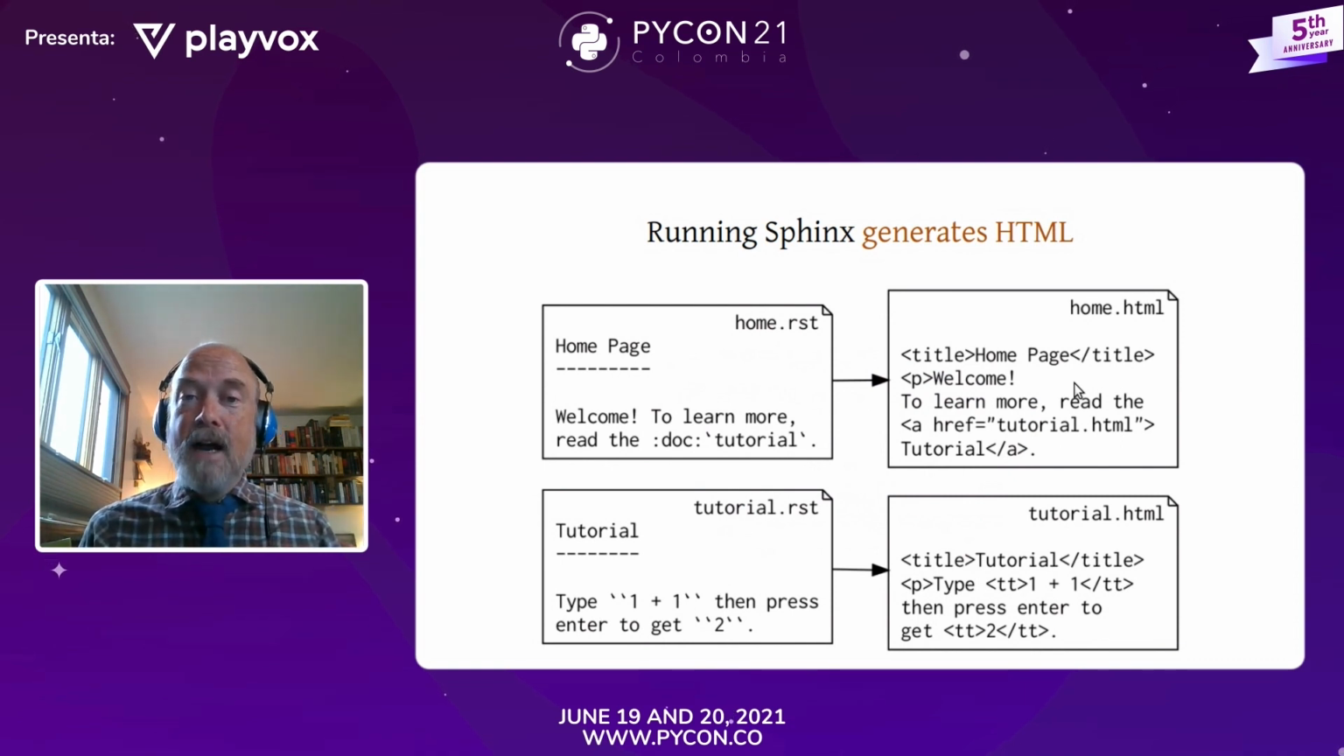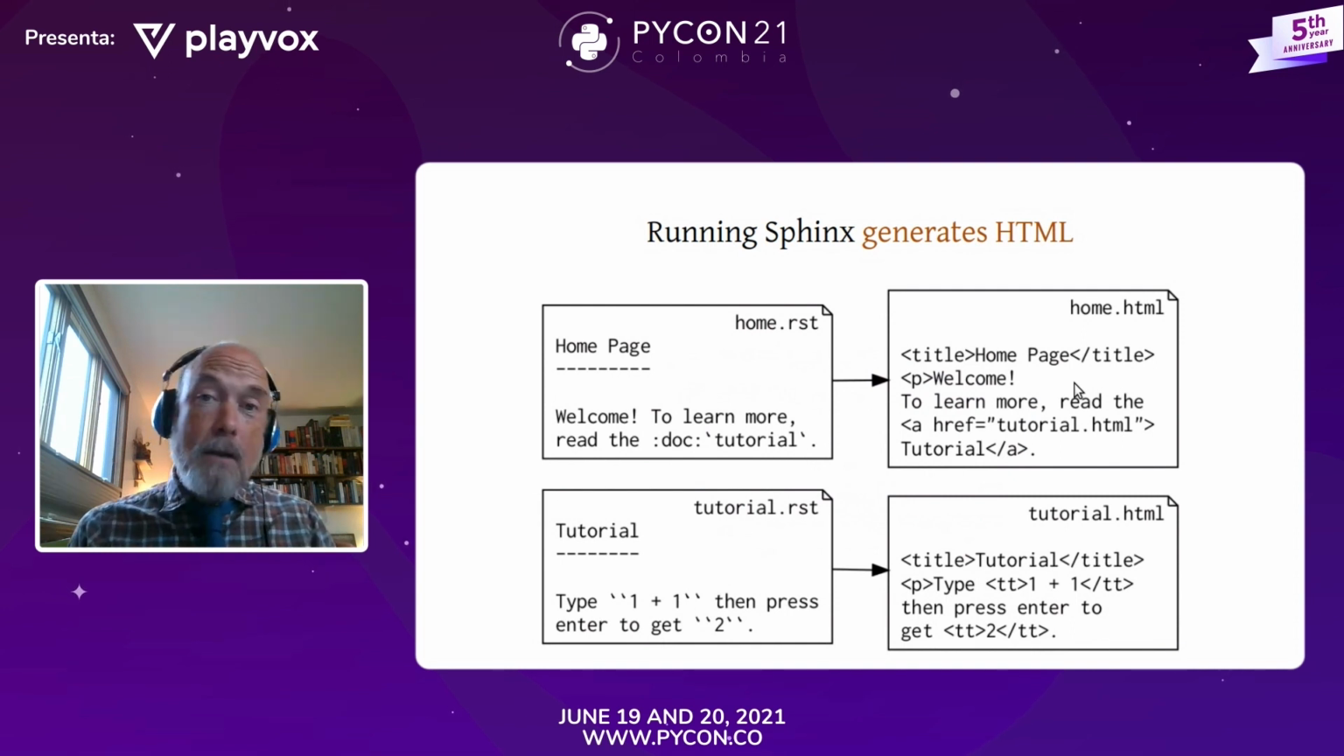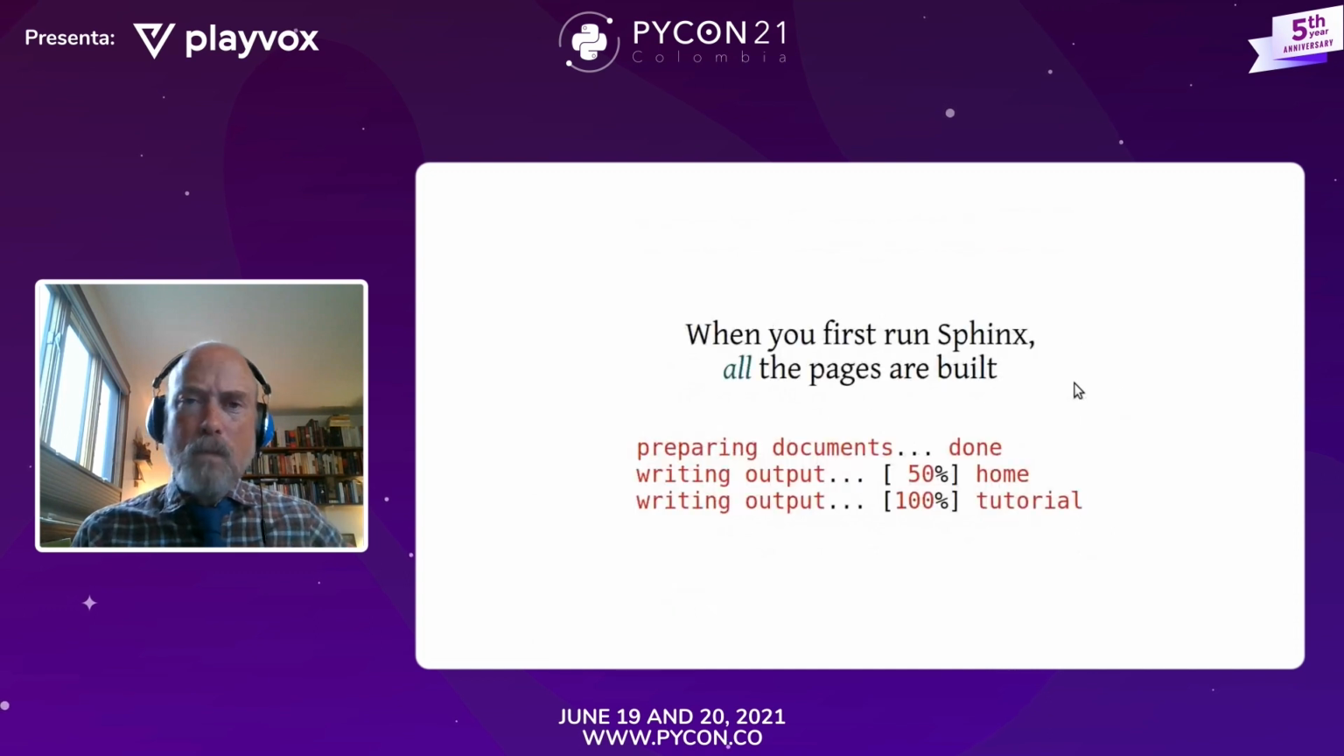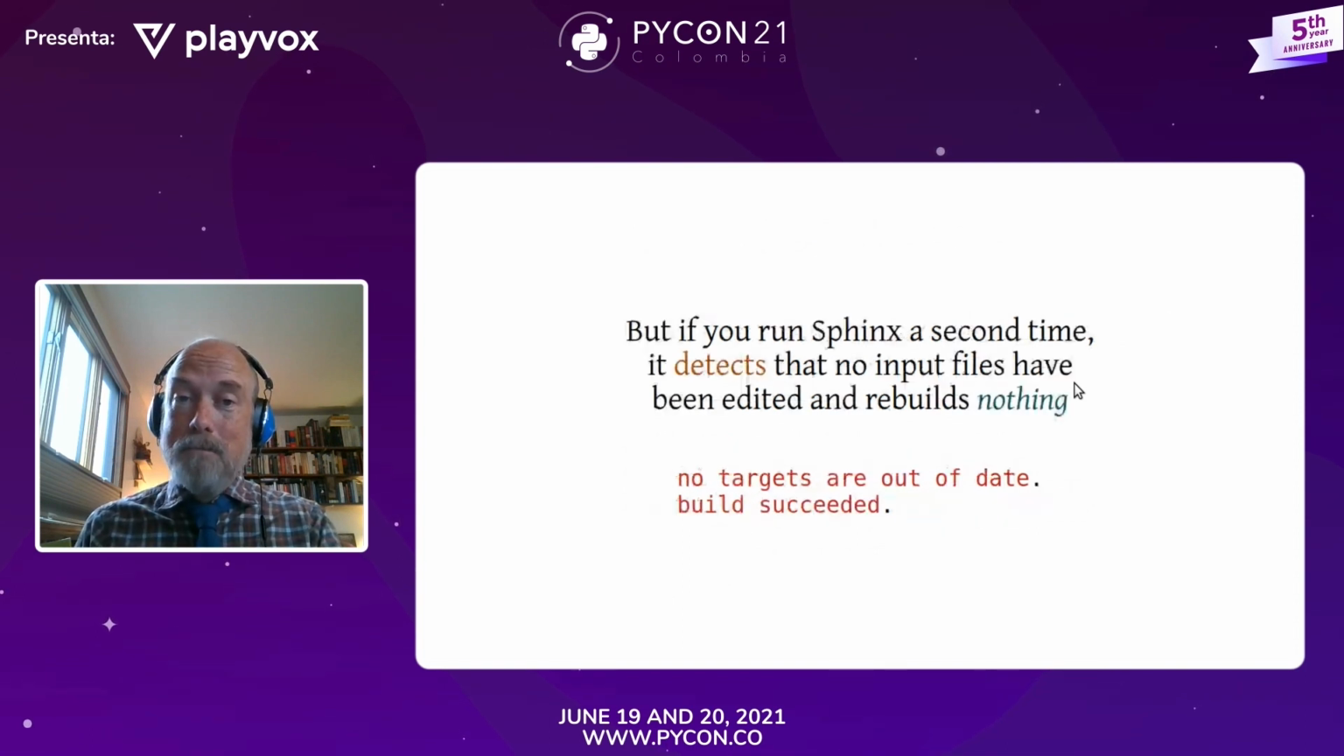Each RST file becomes an HTML file ready to be posted on your website, where the titles and links become real HTML titles and links. When you first run Sphinx, all the pages are built. Home and tutorial both get generated.